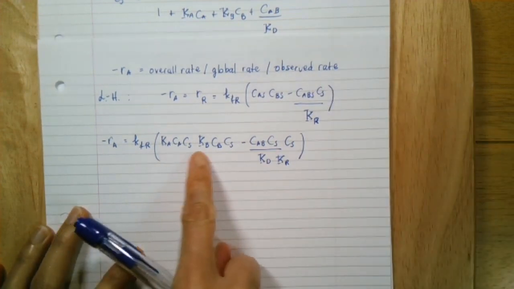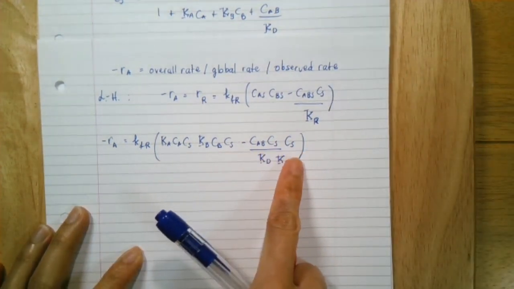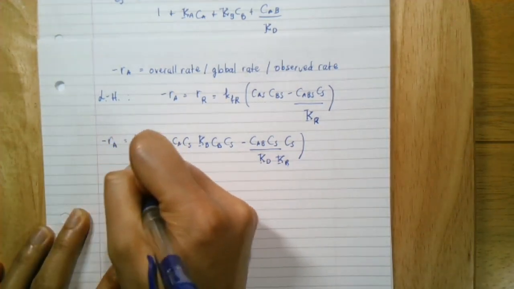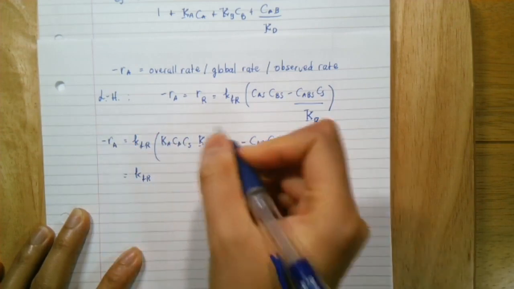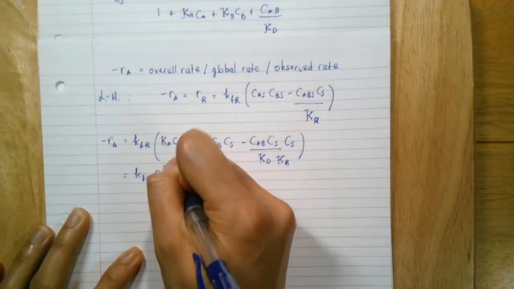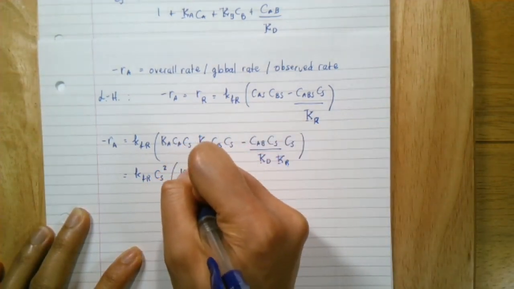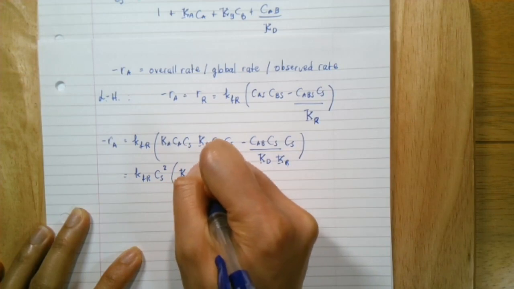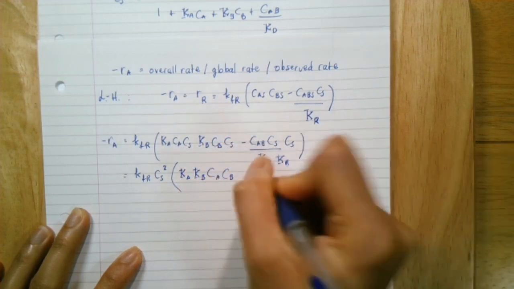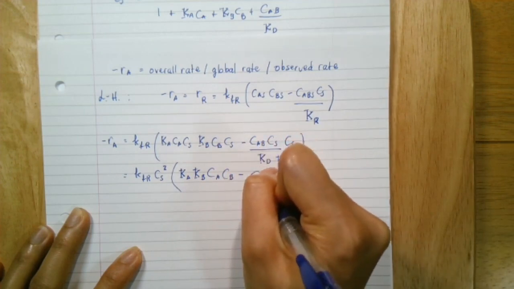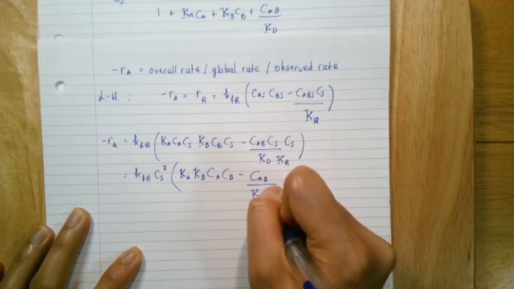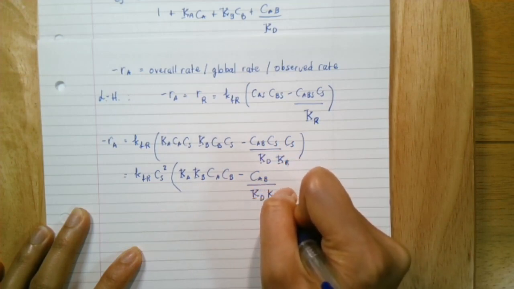Okay, so I have CS squared in each term. So I can bring that out of the brackets. So this will become KFR. And then I'll bring out CS squared. This will become KA, KB, CA, CB, minus CAB divided by KD all over KR.